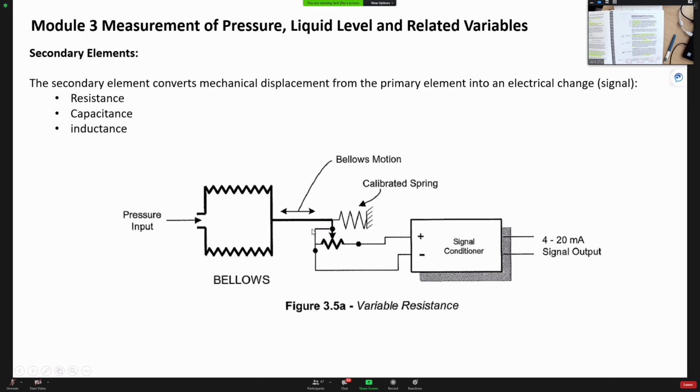If the pressure changes, causing this wiper to move left or right, your resistance will change, and through the signal conditioning unit, they can give out a proportional signal. This one is 4 to 20 milliamps. This is using variable resistance.